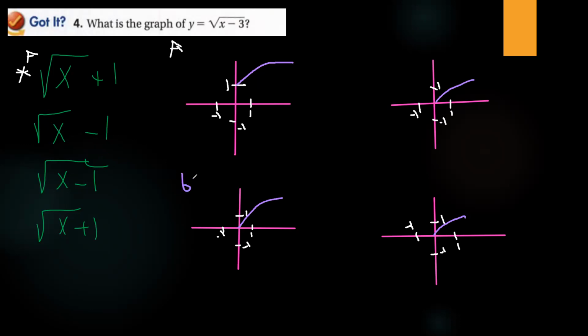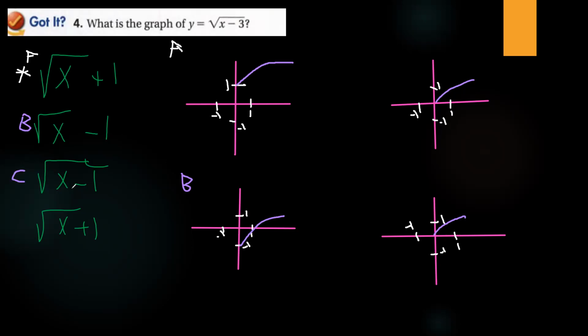Here we have B. Now, square root of x minus 1. Where's the number here? Is it inside or outside the radical function? Outside the radical function. Where should I shift it? Shift it down 1 unit.